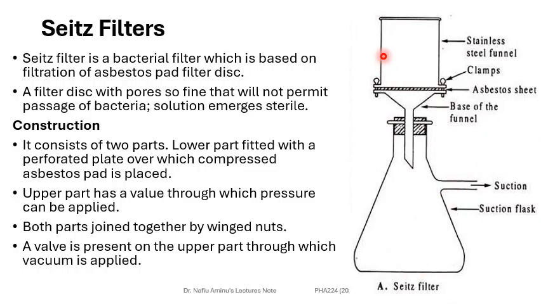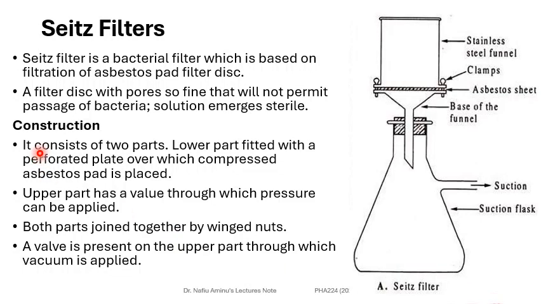The only difference is that while in the sintered glass filter the filter disc is permanently fixed in the funnel, in this case you can see there's a clip here, there's a clip here, which are called clamps. Then the asbestos is added in between. So the asbestos can be replaced as needed, without discarding the complete funnel, unlike the sintered glass filter, where it is fixed. So that is one of the differences between the two. Otherwise, the construction is the same.